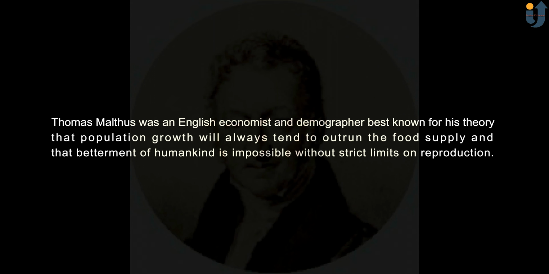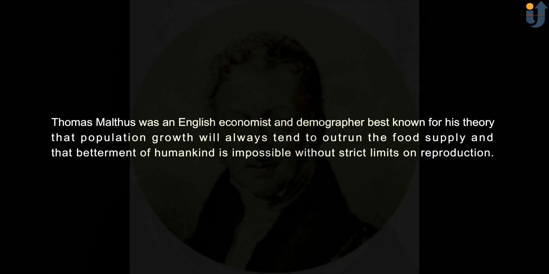Thomas Malthus was an English economist and demographer best known for his theory that population growth will always tend to outrun the food supply and that betterment of humankind is impossible without strict limits on reproduction.